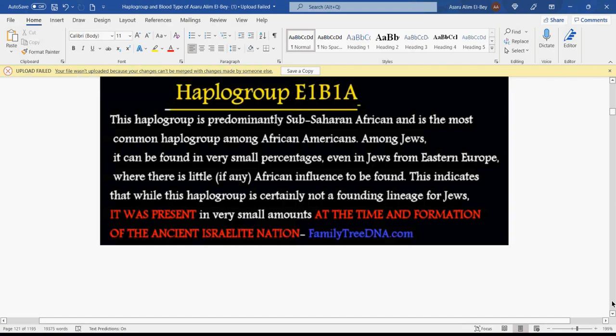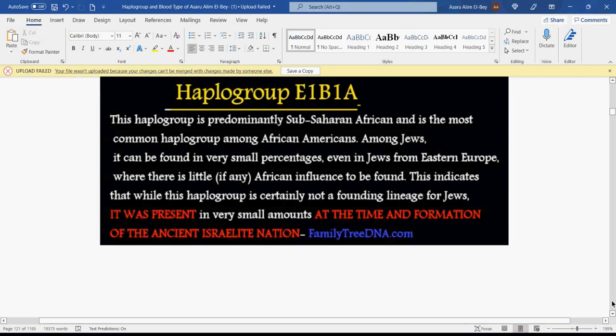So this haplogroup, E1B1A, predominantly sub-Saharan African, at least that's what they say according to Family Tree DNA, is the most common haplogroup among African Americans. So this is the most common haplogroup, y'all, among our genealogy. Is Hebrew Israelite. Moorish Hebrew Israelite. That's what this is. Remember, I showed you that the Moors have the exact same haplogroup coming from out of Cordoba. E1B1A.